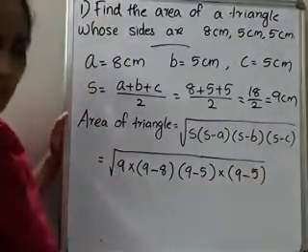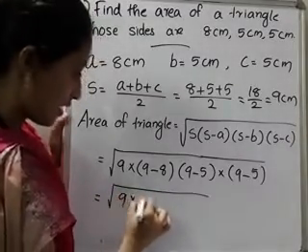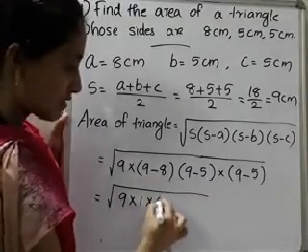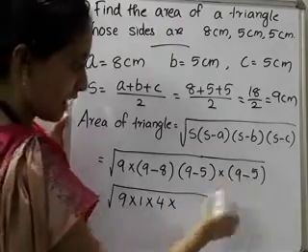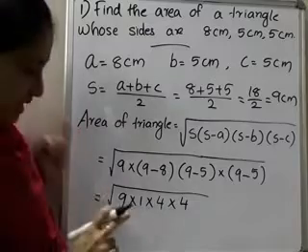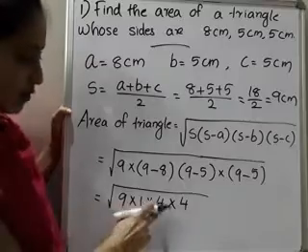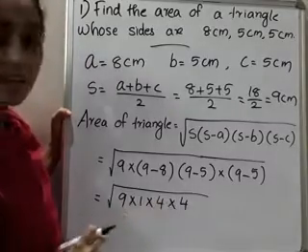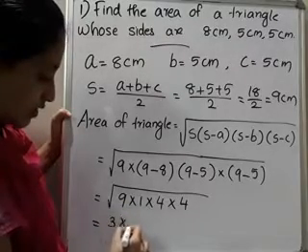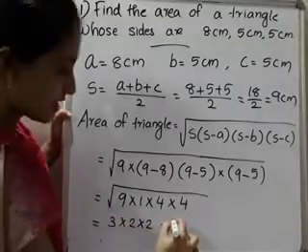5. Okay. So that is equal to root of 9 into 9 minus 8 is what? 1 into 9 minus 5 is what? 4 into 9 minus 5 is what? 4. Okay. So listen here please. Here root 9 is what? Yes, 3. Root 4 is what? 2. Again root 4 is what? 2. So you can directly write as 3 into 2 into 2. What is that? 3 into 2 is 6. 6 into 2 is 12.